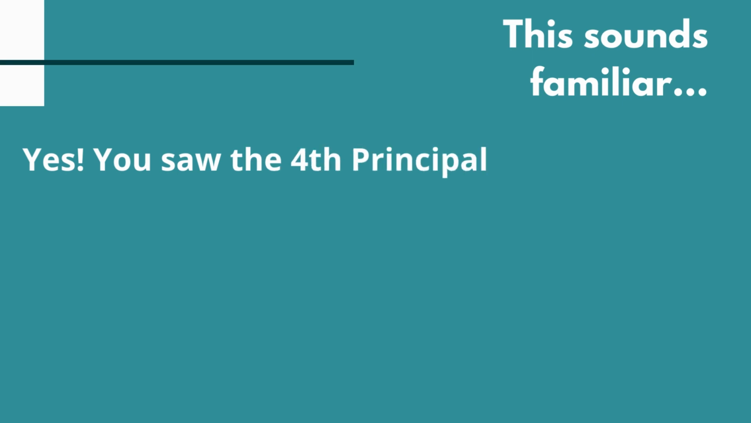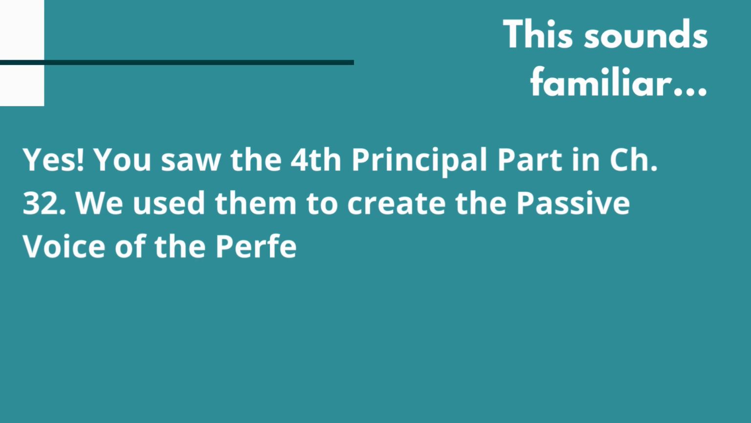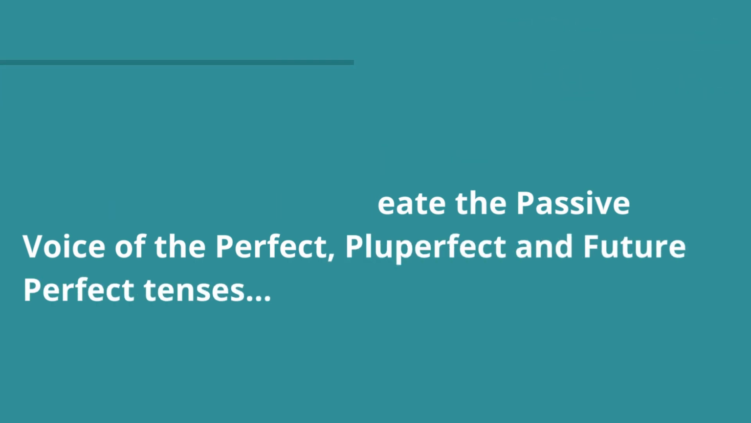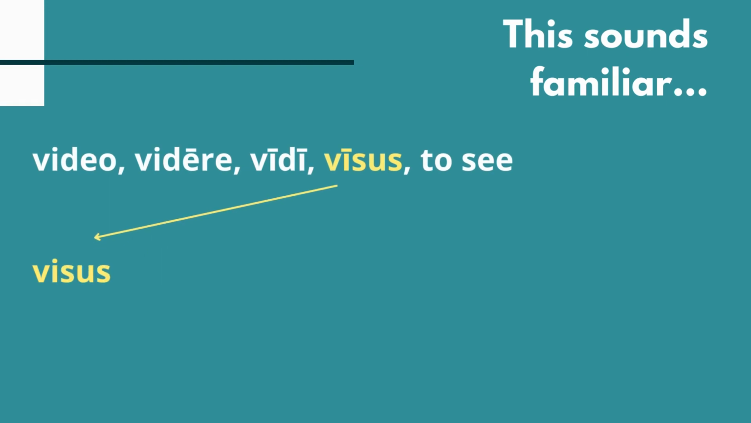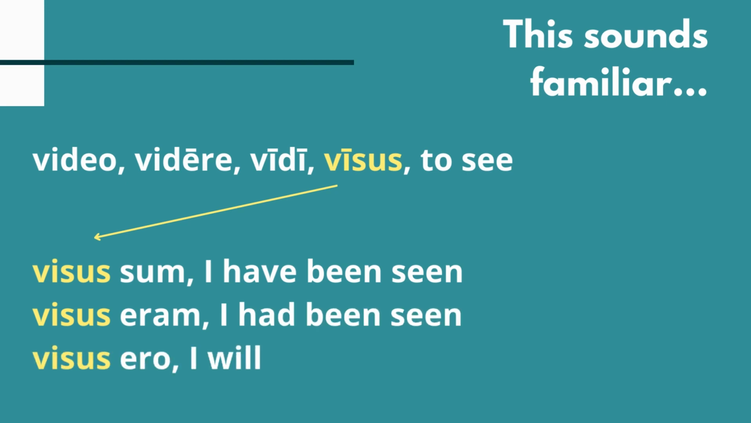We use those fourth principal parts, right, which were participles. We use them to create the passive voice of the perfect, pluperfect, and future perfect tenses, right? So, for example, if we come back to the verb videre, you learned how to turn that fourth principal part, visus, into visus sum, visus eram, and visus ero. So you're saying, I have been seen, right? Perfect tense, passive voice. I had been seen, pluperfect tense, passive voice. And I will have been seen, which is future perfect tense, passive voice, right?